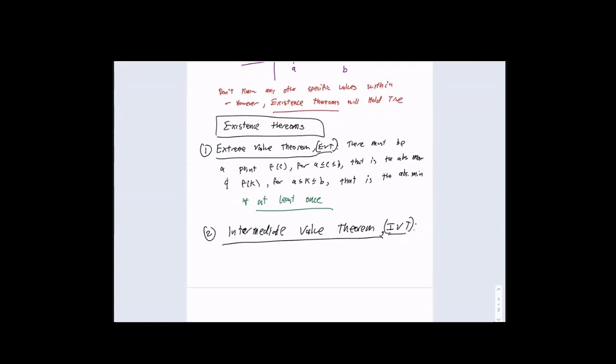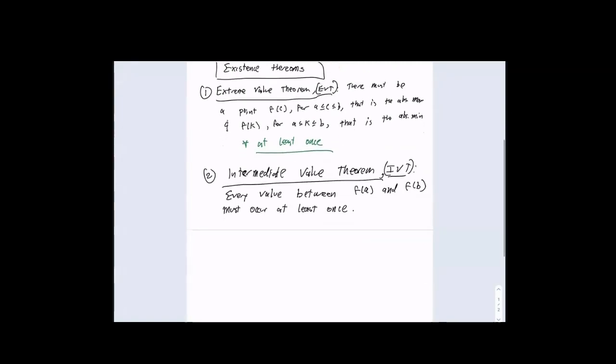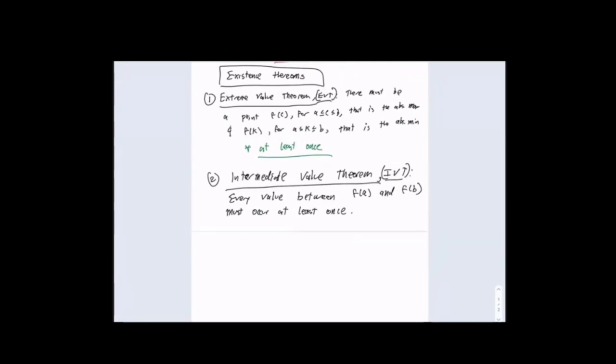IVT states that every value between f of a and f of b must occur at least once. Okay. Now that's just the basics of IVT.